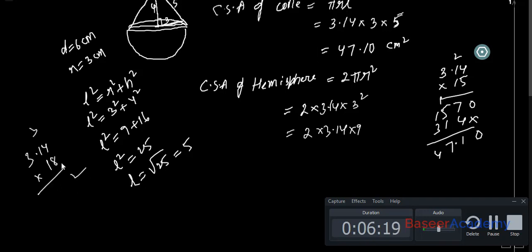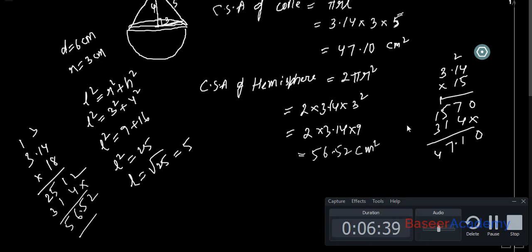8 into 4 is 32. 8 ones are 8, 8 plus 3 is 11. 8 threes are 24, 24 plus 1 is 25. So 4, 1, 3, 2, 5, 6, 5. So I'm getting 56.52 centimeter square as the curved surface area of the hemisphere.